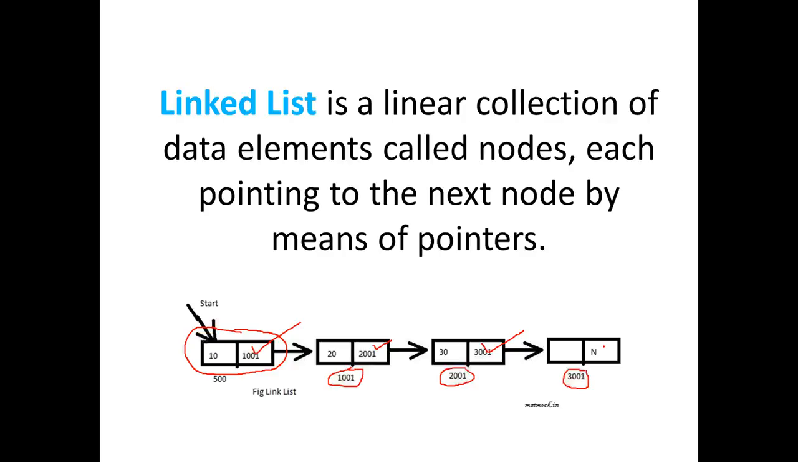So after this I think you got what a linked list is. A linked list is a linear collection of data elements. In the diagram, 10, 20, 30 and here you say 40, this is the data element. So a linked list is a linear collection of data elements called nodes, each pointing to the next node by means of pointers.